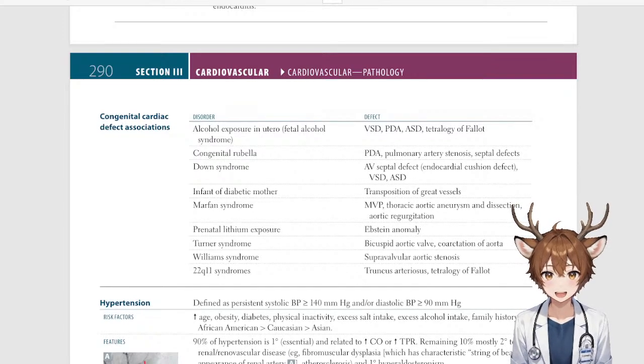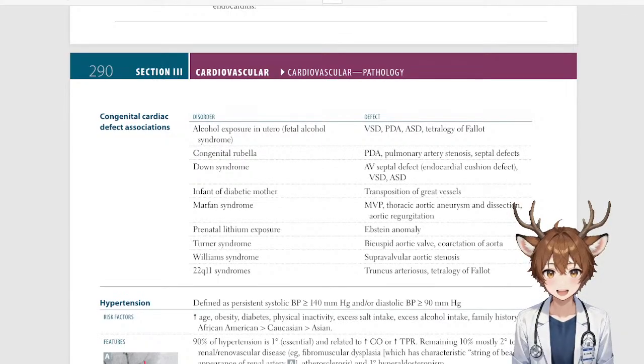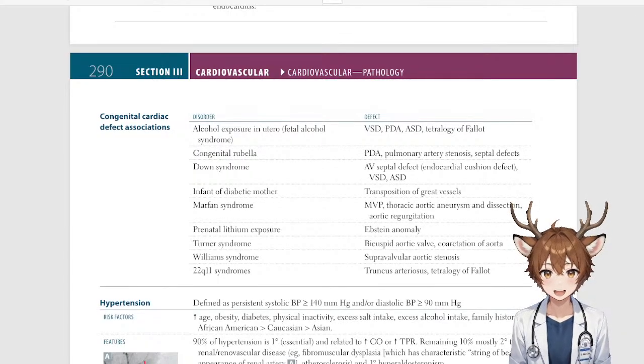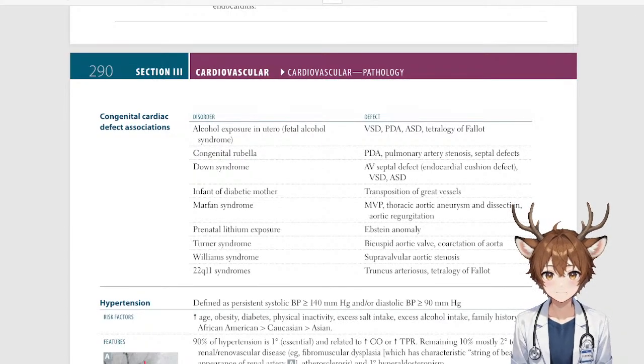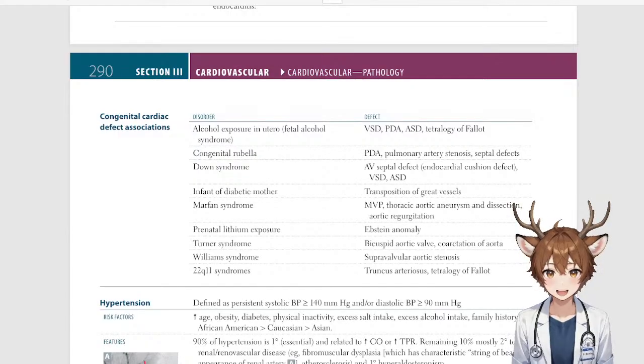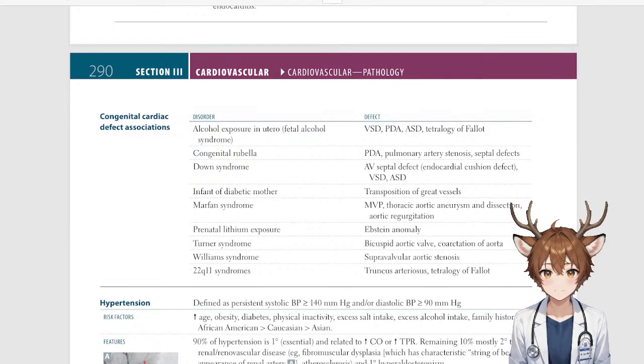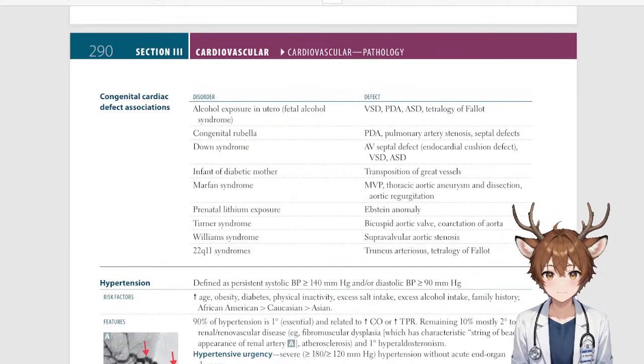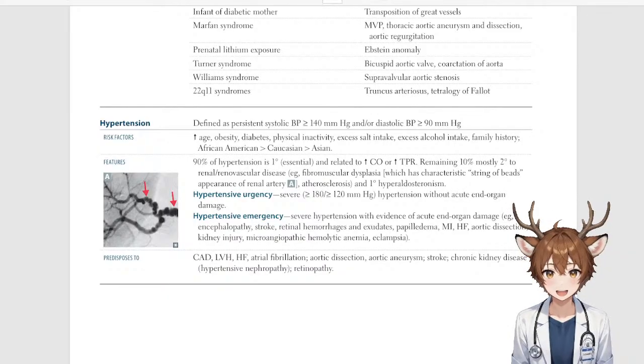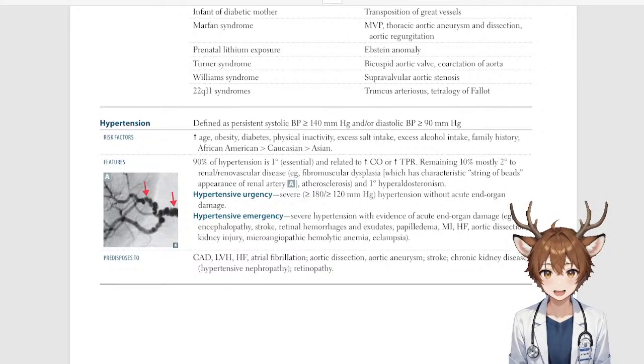So they're saying here, if you have a 22q11 problem, you might have truncus arteriosus and tetralogy of Fallot. That's true, but when you actually get a question stem, it's not going to be just that. It's going to be these other problems as well. And it's also called DiGeorge syndrome for reference, if you want to look more into it.